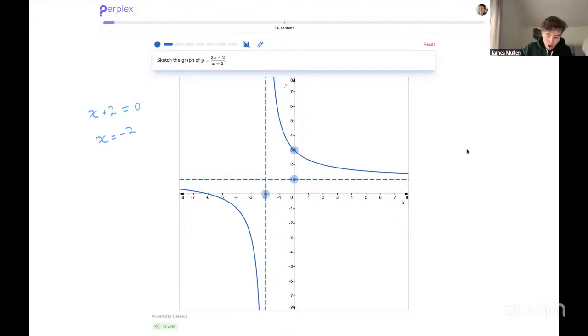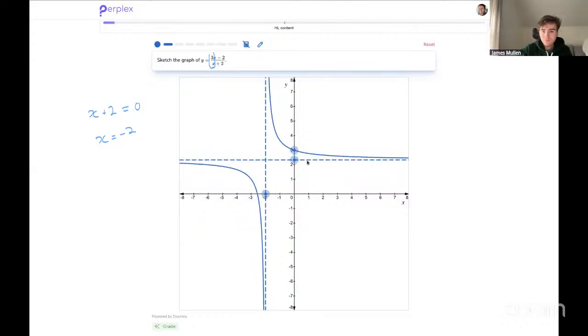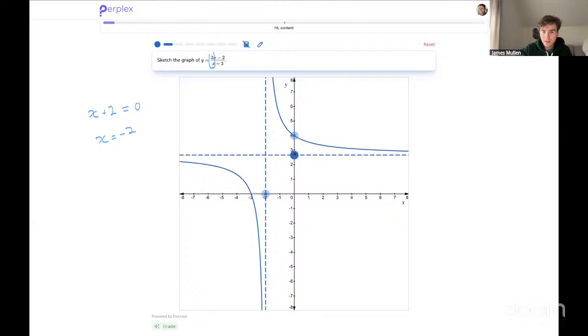What else do I know? I know that I have a horizontal asymptote. If I look at the leading coefficients, I have 3x divided by 1x. So I'm going to have a horizontal asymptote at 3. Now I'm just going to move this out of the way, otherwise it's going to be confused.